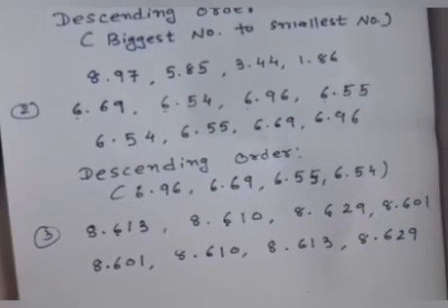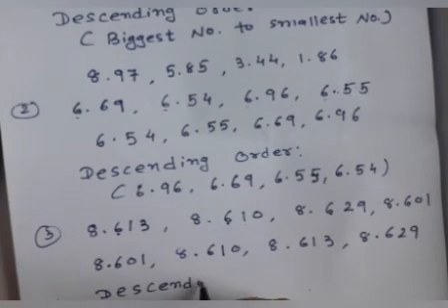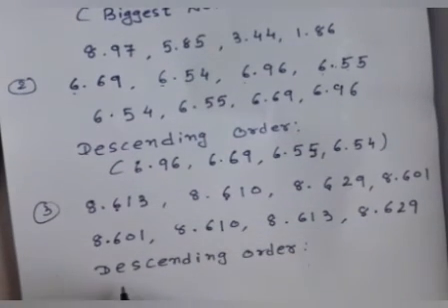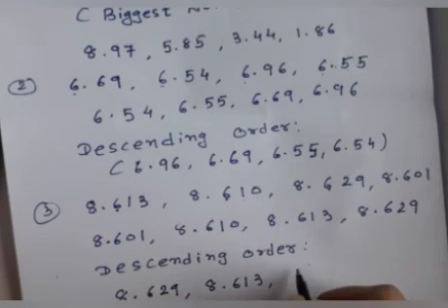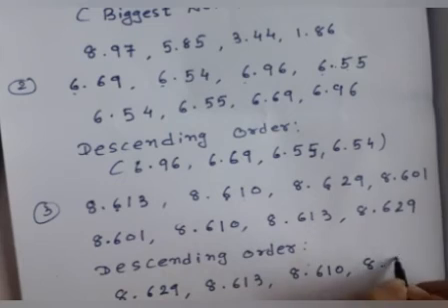Now in descending order, it is a totally opposite process. We will write the biggest number first, that is 8.629, 8.613, 8.610 and 8.601.